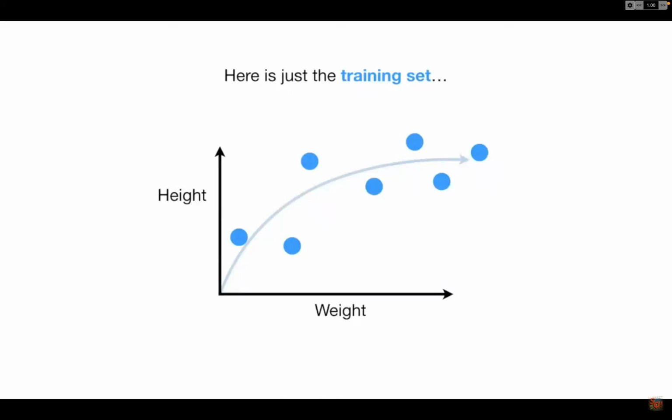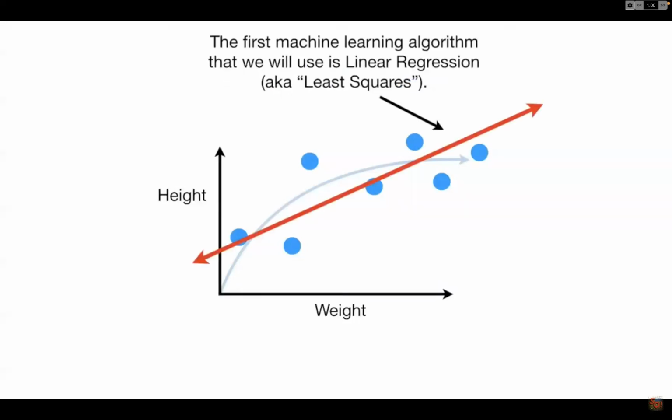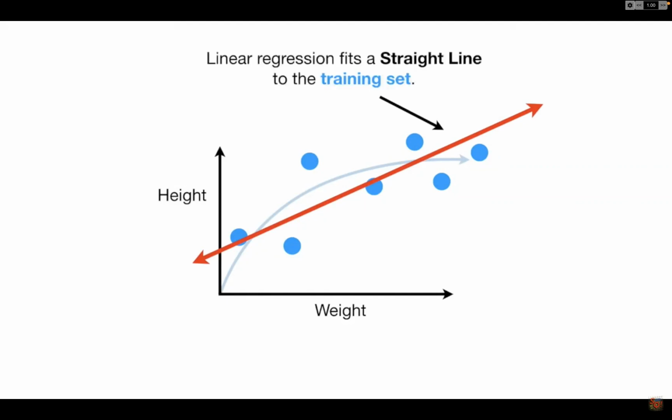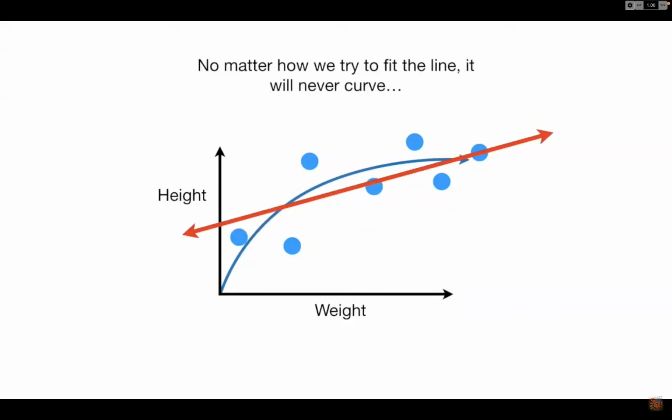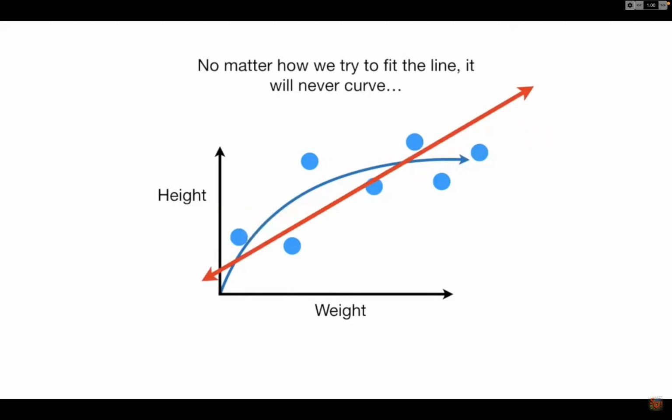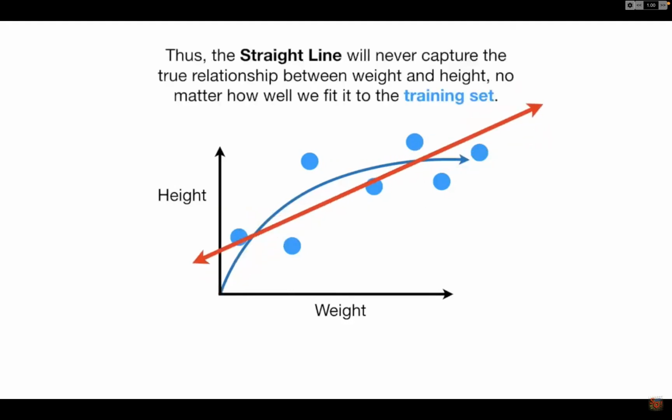Here's just the training set. The first machine learning algorithm that we will use is linear regression, aka least squares. Linear regression fits a straight line to the training set. Note, the straight line doesn't have the flexibility to accurately replicate the arc in the true relationship. No matter how we try to fit the line, it will never curve. Thus, the straight line will never capture the true relationship between weight and height, no matter how well we fit it to the training set.